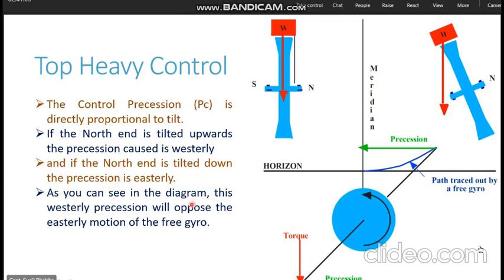So as we can see in this diagram, the westerly precession which is generated in this particular case is going to oppose the easterly motion of the free gyro, thus trying to keep it in or bring it back towards the meridian.